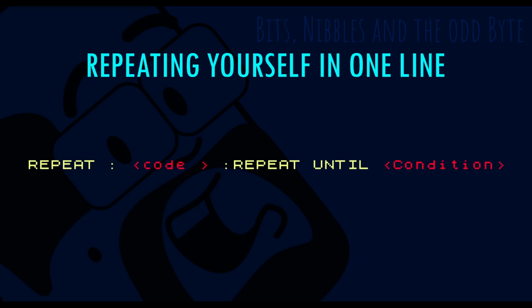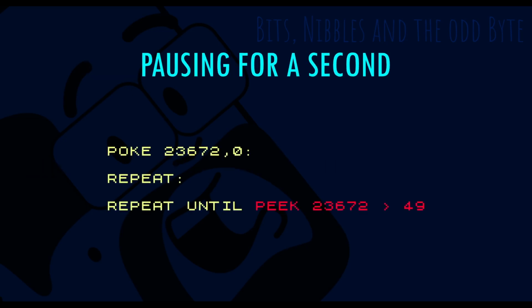It starts with the word repeat, and then you have your code that you want to repeat. And then it ends with a repeat until, and you have a condition there that'll go back to the line with repeat and continue until that condition's met or true. So let's have a look at how we can pause for a second. Now that's 50 frames. So this is all in one line, but it's broken down over 3.